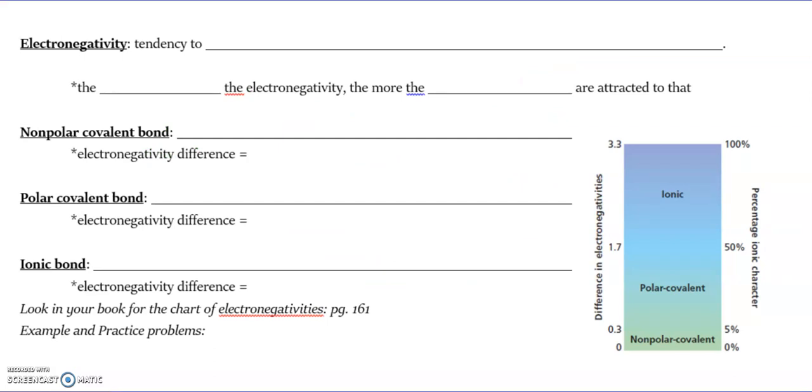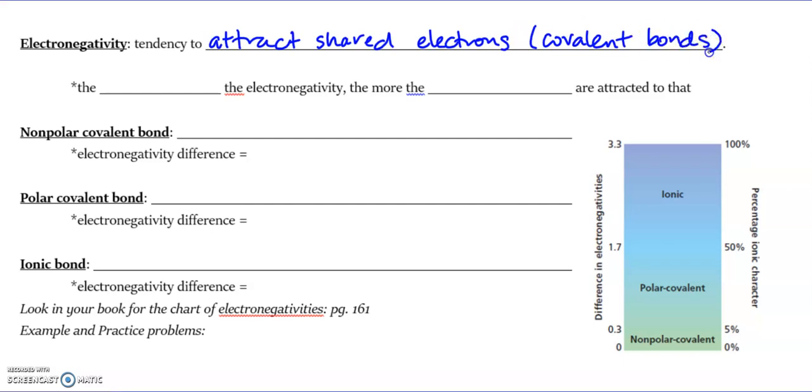This relates also back to electronegativity from our last unit. So remember, electronegativity is the tendency to attract shared electrons. So this relates mostly to covalent bonds. The higher the electronegativity, the more the electrons are attracted to that atom. So nonmetals will have a higher attraction than metals.